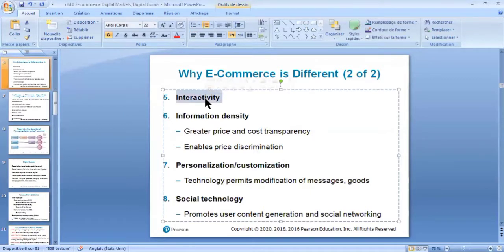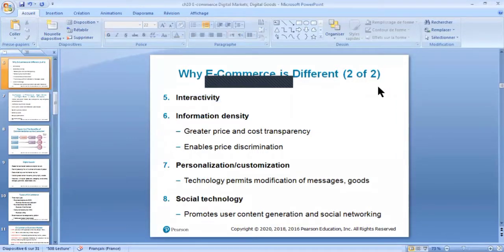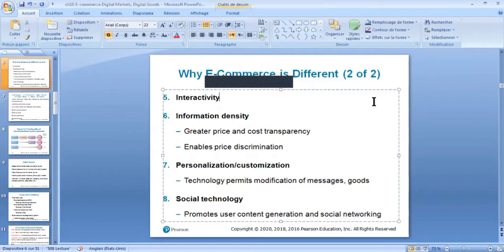Feature number 5 is the degree of interactivity. E-commerce is also interactive as it allows two-way communication. The online seller or the online shop can engage in communication with customers in ways that are similar to face-to-face, but on a more global scale. Like, for example, when you use a chat window to interact with the technical support at merchant websites.